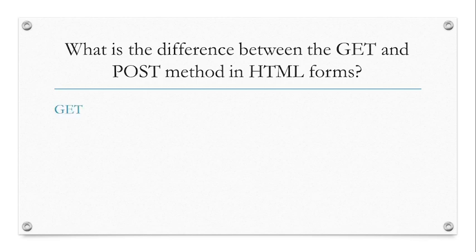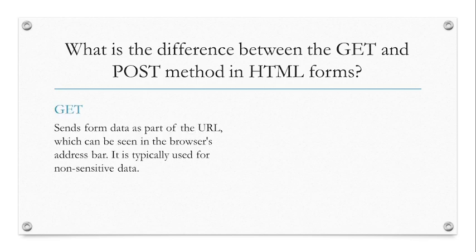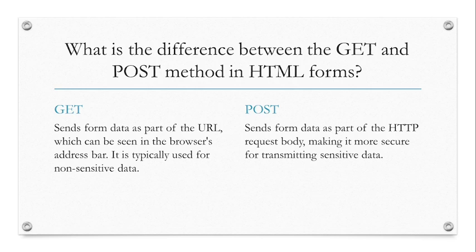Question 12. What is the difference between the get and post methods in HTML forms? The get method appends form data to the URL, making it visible in the browser's address bar. It's best used for non-sensitive data. The post method sends form data as part of the HTTP request body, which is more secure and is typically used when dealing with sensitive data like passwords.